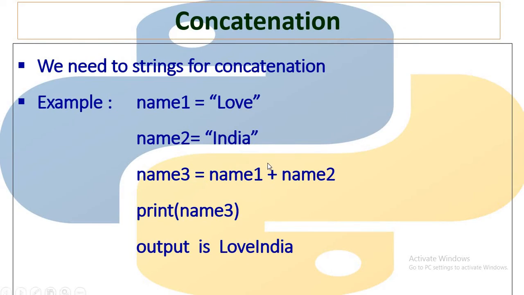This plus operator, whose basic task is to add two numbers, we are using for concatenating two strings. So it is an additional work for the plus. It is a good example of operator overloading. A single operator is used to do different operations. Adding two numbers is a different thing and adding two strings is a different thing.